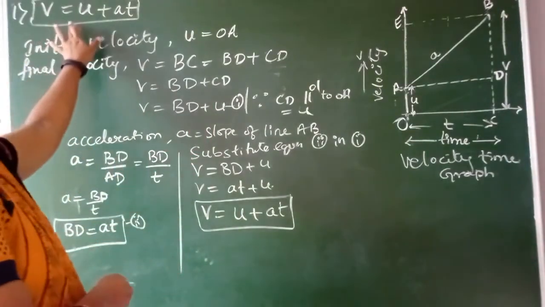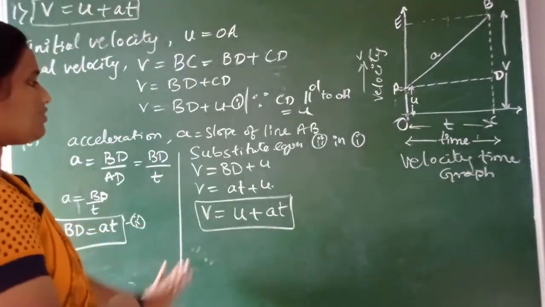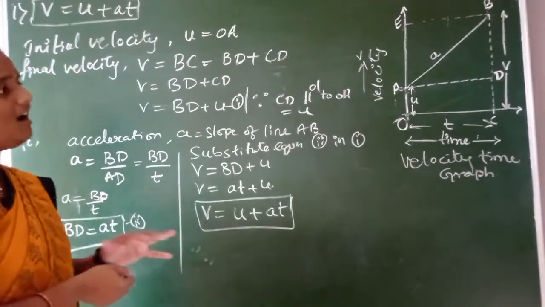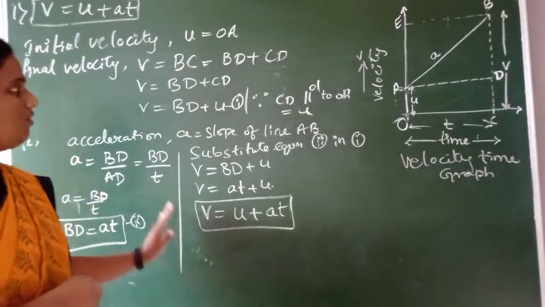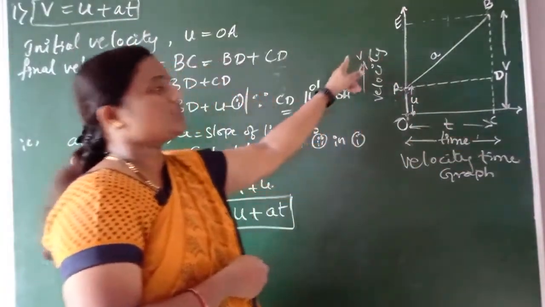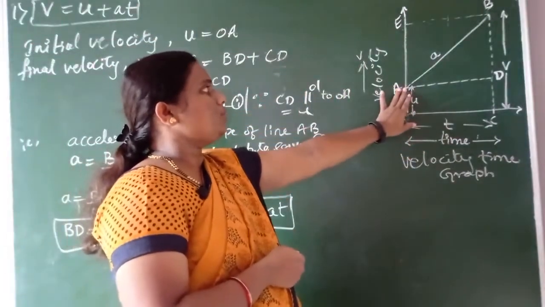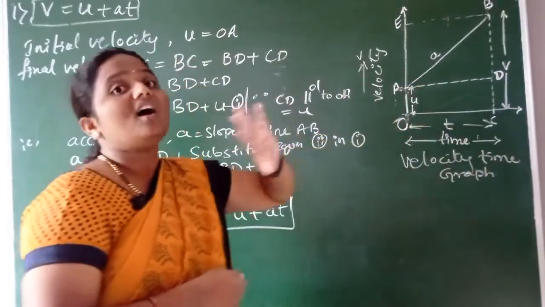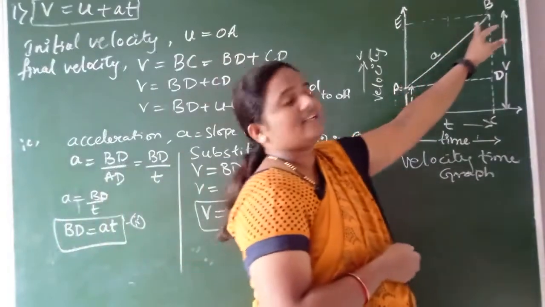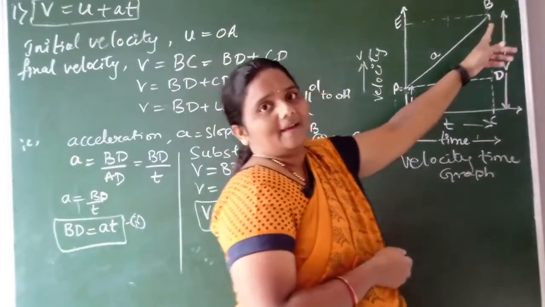Yes. So the first equation of motion is derived. This is what? V is equal to U plus AT, the equation of motion. Got it, children? What did we do here? We have taken time along the x-axis and velocity along the y-axis. Here an object is moving from the initial point up to point A with no change in velocity. After attaining point A, its velocity increases, that is, it obtains an acceleration in the form of line AB.